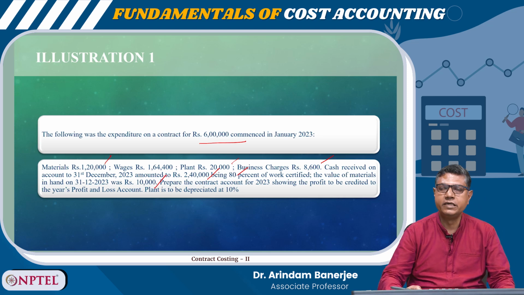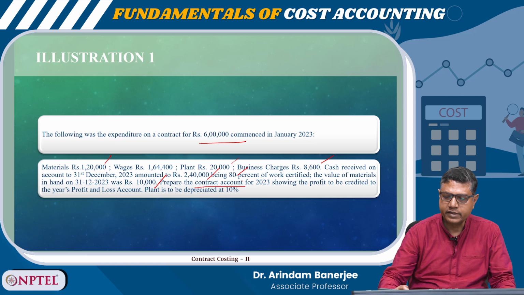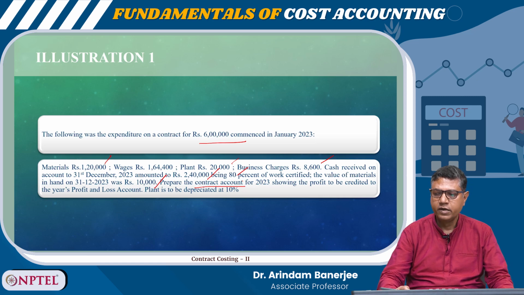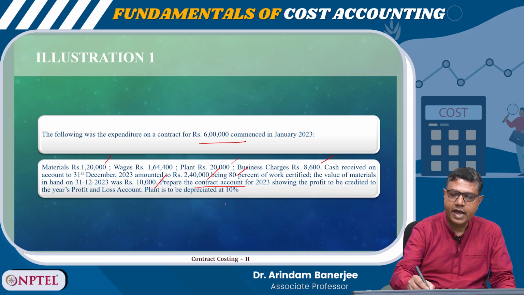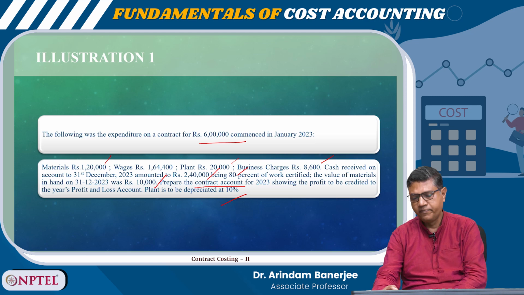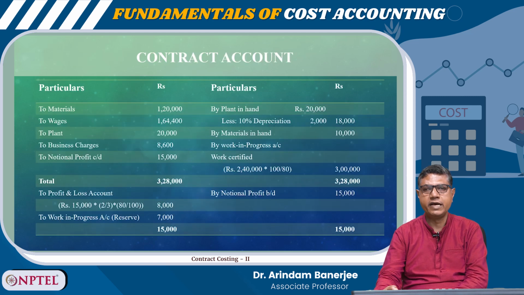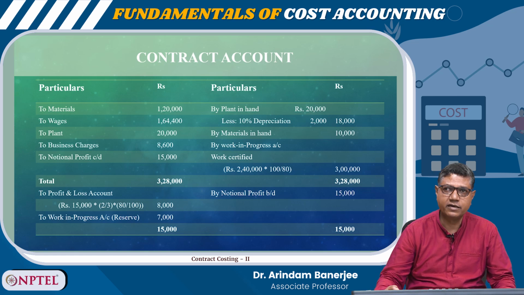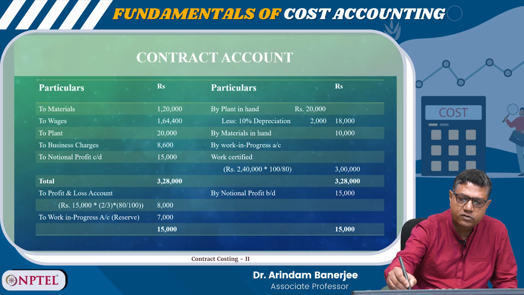So, what needs to be done is to prepare the contract account for 2023, showing the profit to be credited to the year's profit and loss account, and plant needs to be depreciated at 10%. So, this is the problem. These are the information given, and we need to prepare a contract account. So, we will see which items will be considered in the contract account and how. So, this is the contract account.